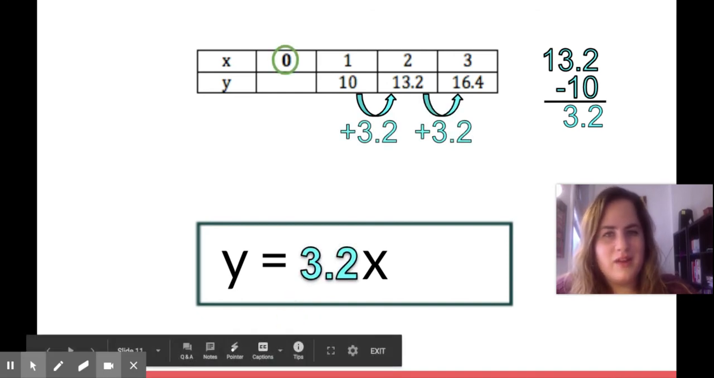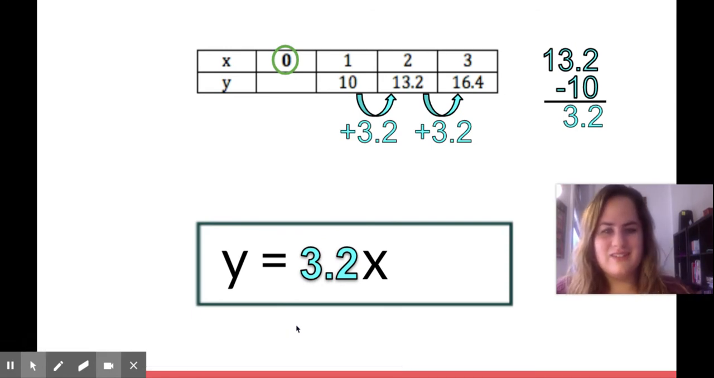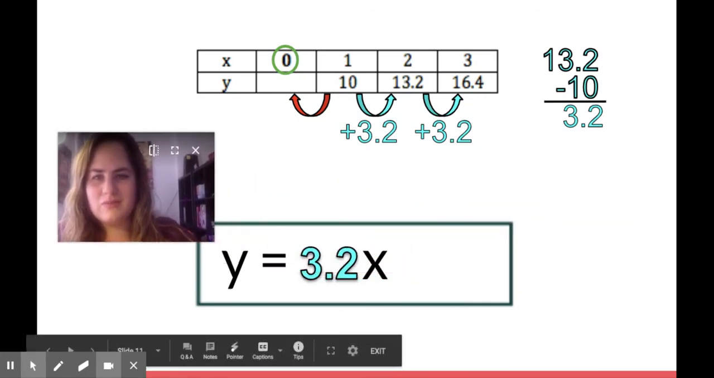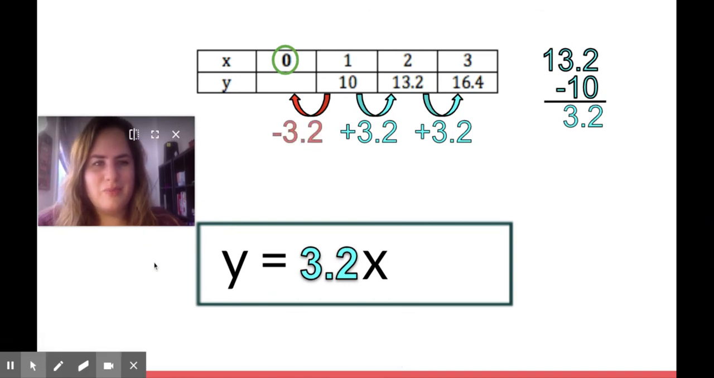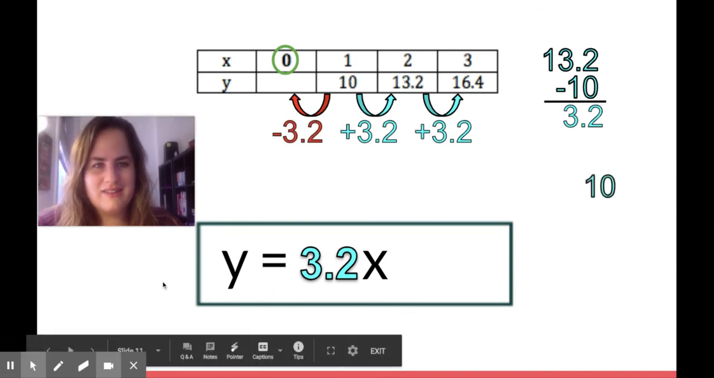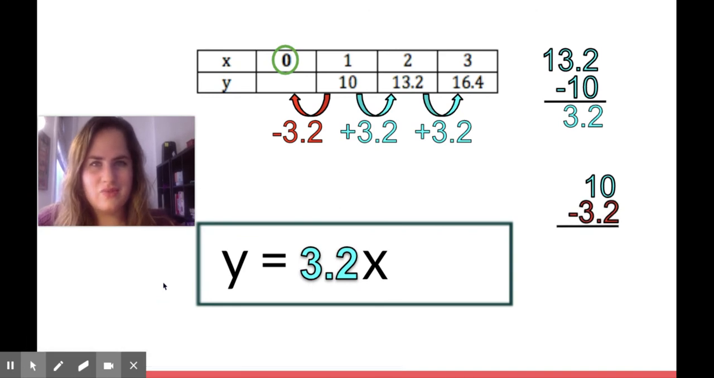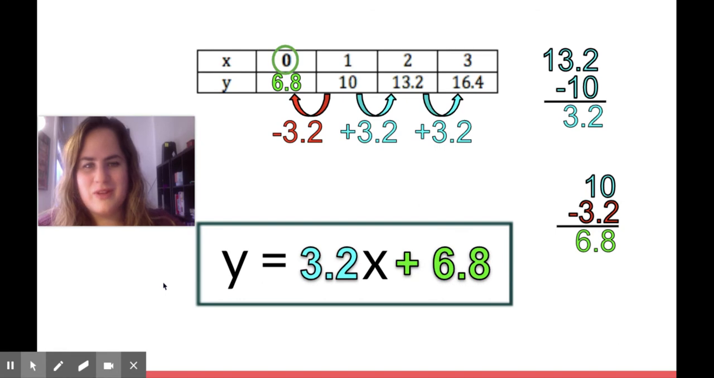Now to get my y-intercept, which is the opposite of when x is 0, I just have to do the opposite of +3.2. So the opposite of adding 3.2 is subtracting. So I do 10 minus 3.2, and what do we get? 6.8. So 6.8 goes right in that spot, and it's positive, so I put +6.8. Okay, now you try.